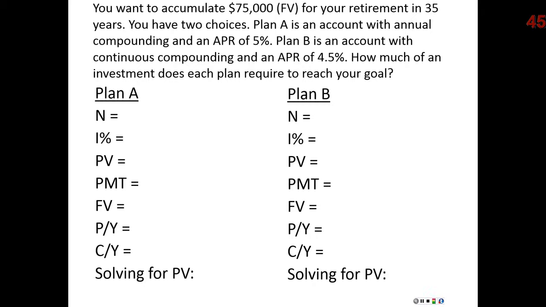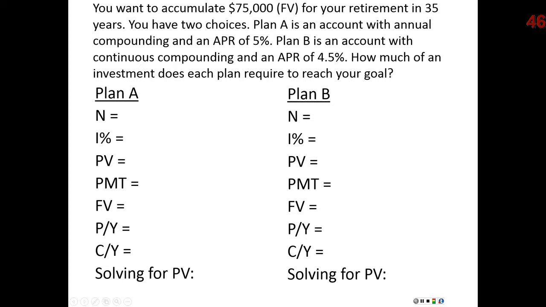Now, you could do it by formula, and I think what I'm going to do is let you do it by the calculator, and I'll put something online to show you how to do it by formula if you want to, so that we're not taking too much time for this. So basically, if you do it by calculator, you just have to put the numbers in there. For plan A, you want to accumulate $75,000, so no matter what, your future value is going to be $75,000.